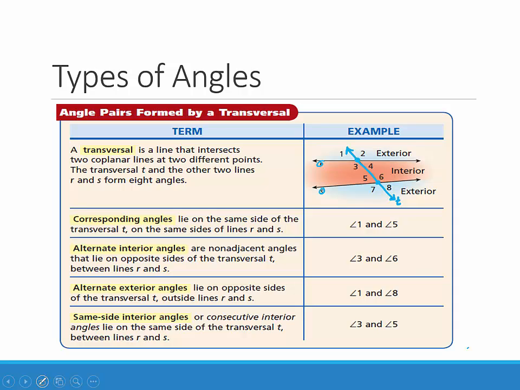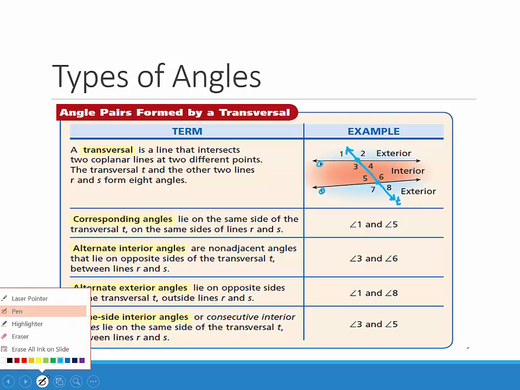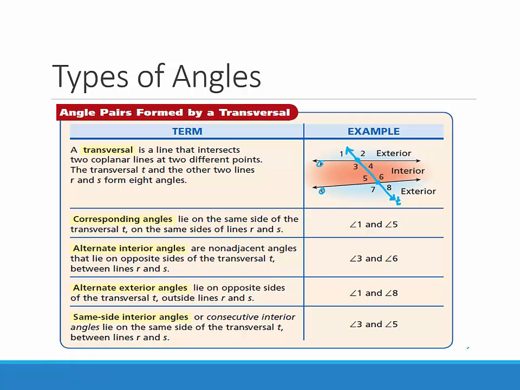These lie on the same side of the transversal, on the same sides of lines R and S. So same side of the transversal, so let's say left side of the transversal, and on the same side of lines R and S. So the example they give us, 1 and 5, those are both to the left of T and top of R and S.